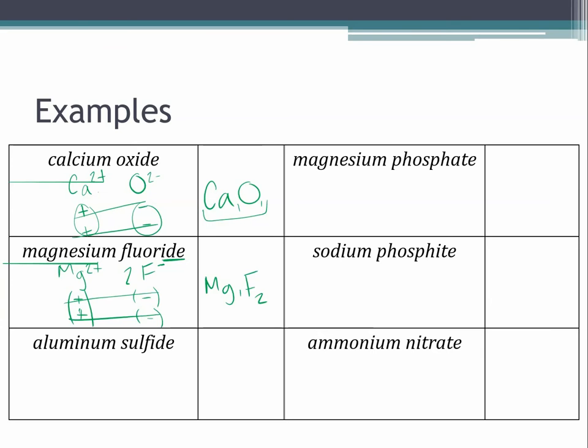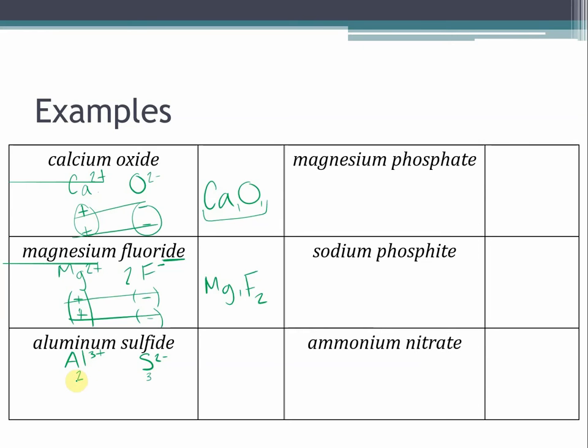All right, next example is aluminum sulfide. So aluminum is Al, and it forms the 3+ charge. Sulfide is S with a 2- charge. You are welcome to keep showing your pluses and minuses if you want to. I'm going to start showing this in a little bit of a different way. I can tell by looking at this that aluminum we are going to need 2 of, and sulfide we are going to need 3 of.